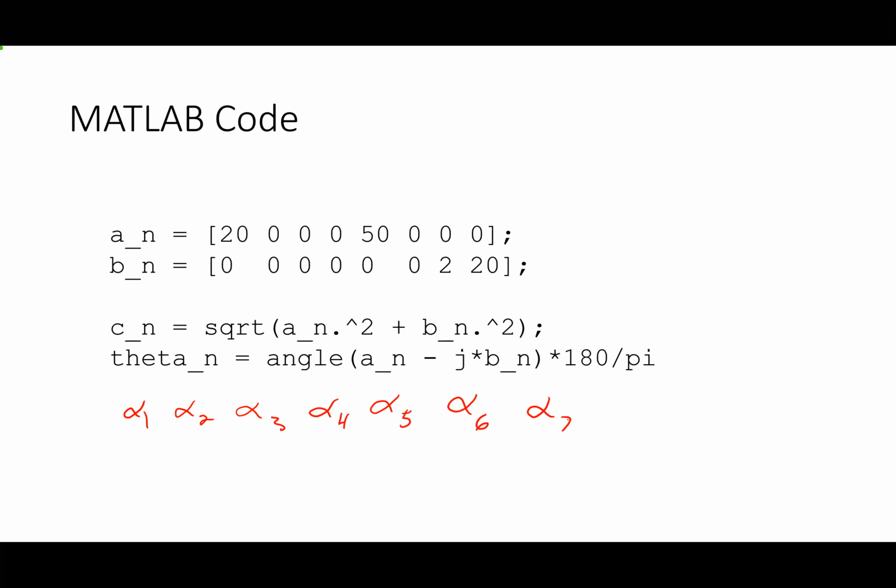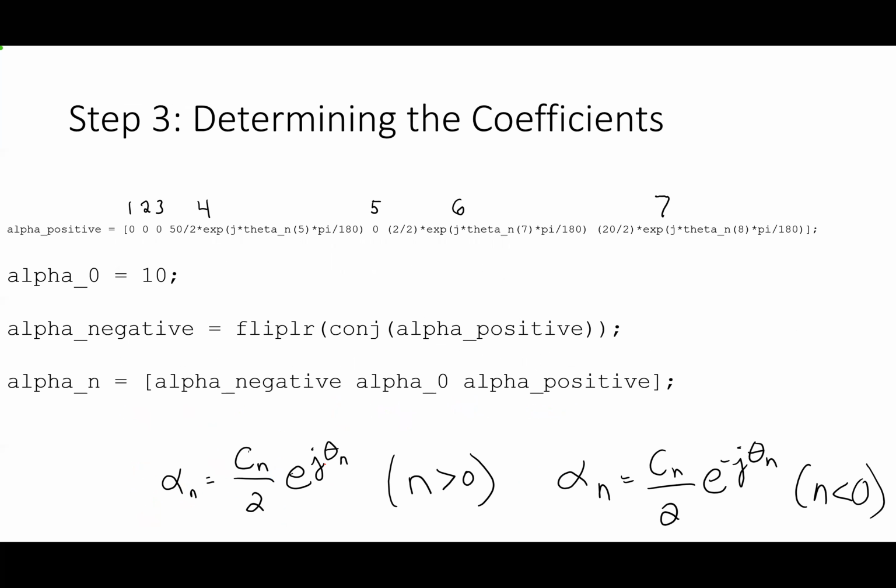A for loop's actually the best way to do it. And that's actually a good answer. But essentially for any given one of them, what I could say is it would be C1 divided by 2 times e to the j theta 1. And I could do the same thing for alpha 2. It would be C2 over 2 e to the j theta 2. And I could just code that in there, and a for loop would be a really elegant way to do that.